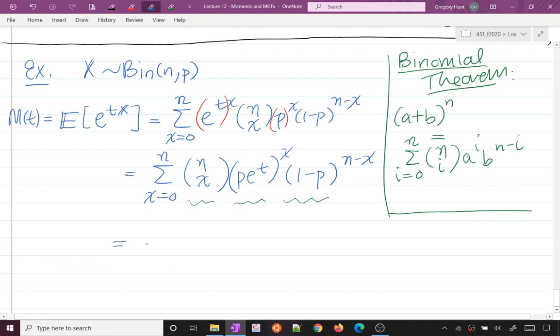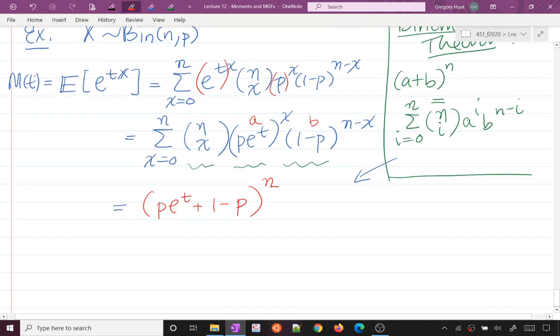So in this case, I can reverse my binomial theorem. This a is basically this thing, b is this thing, and instead of i, I'm using x. But other than that, it's exactly how that theorem looks, and so I can write this as p e to the t plus 1 minus p, all to the power n. That's really nice and elegant, and that's the MGF, right? That was M of t.